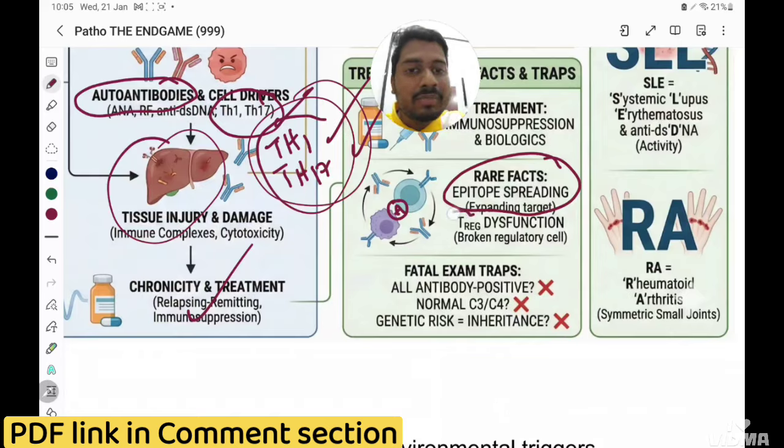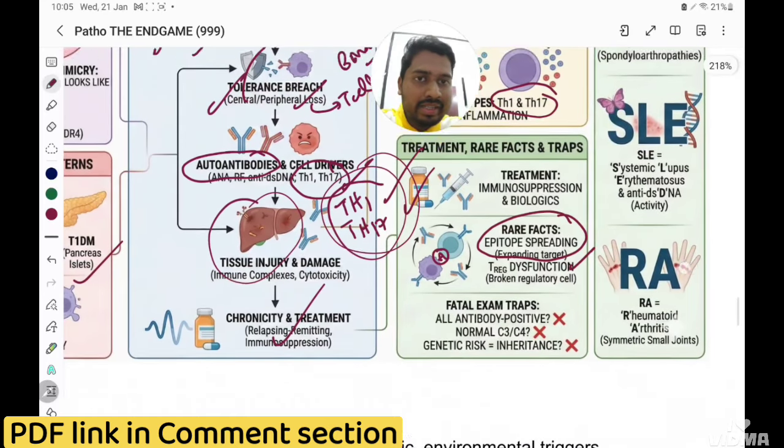One more concept is the concept of T regulation, T regulator cells. Okay, these are the ones responsible for controlling inflammation, keeping T cells under check. So when there is T cell dysfunction, that time also autoimmunity occurs.